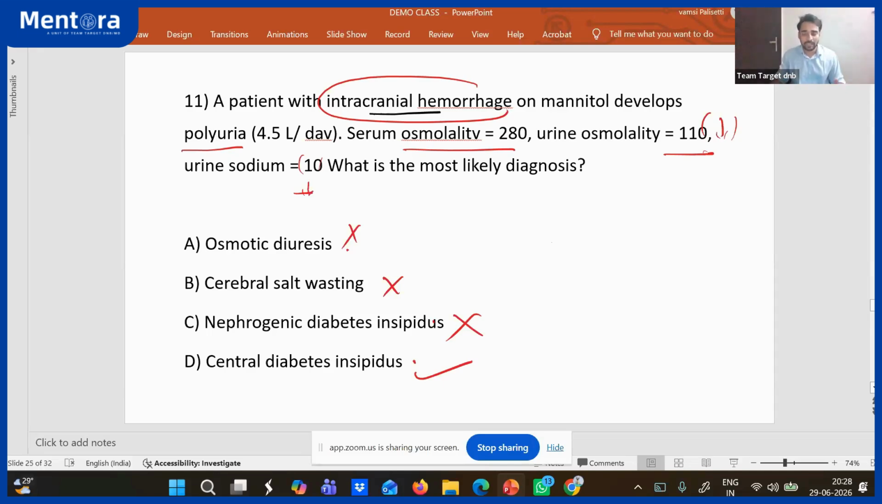Right? So simple. Let us see again. The patient has intracranial hemorrhage and is given mannitol. He develops polyuria. The patient has serum osmolality 280, which is normal. Urine osmolality is low. Urine sodium is low. What is the most likely diagnosis? It is not osmotic diuresis, because if there is osmotic diuresis, this mannitol is there in the urine and urine osmolality should be high, but it is low, so it is ruled out. Cerebral salt wasting means sodium is getting wasted through the brain and going into urine, so urine sodium should be high. That is also not possible. And it's not nephrogenic, it's central diabetes insipidus.